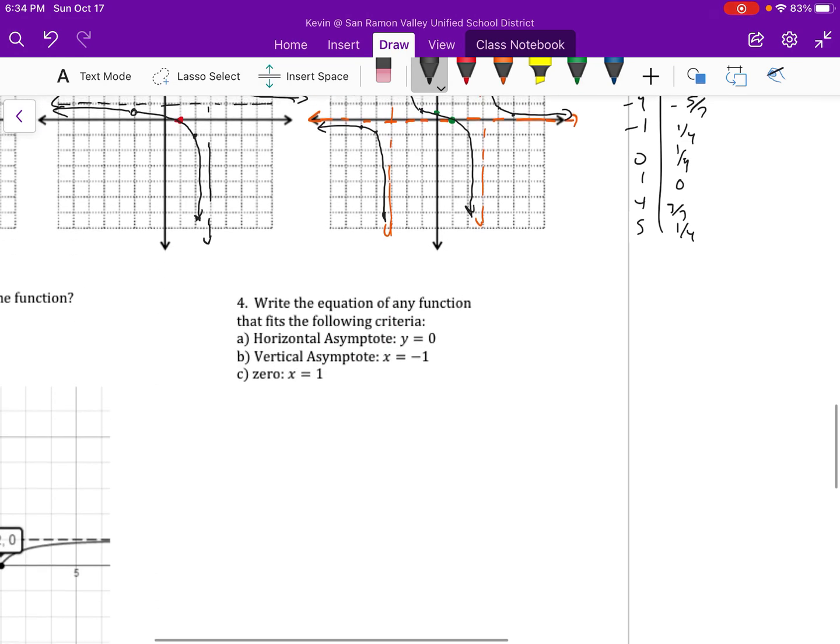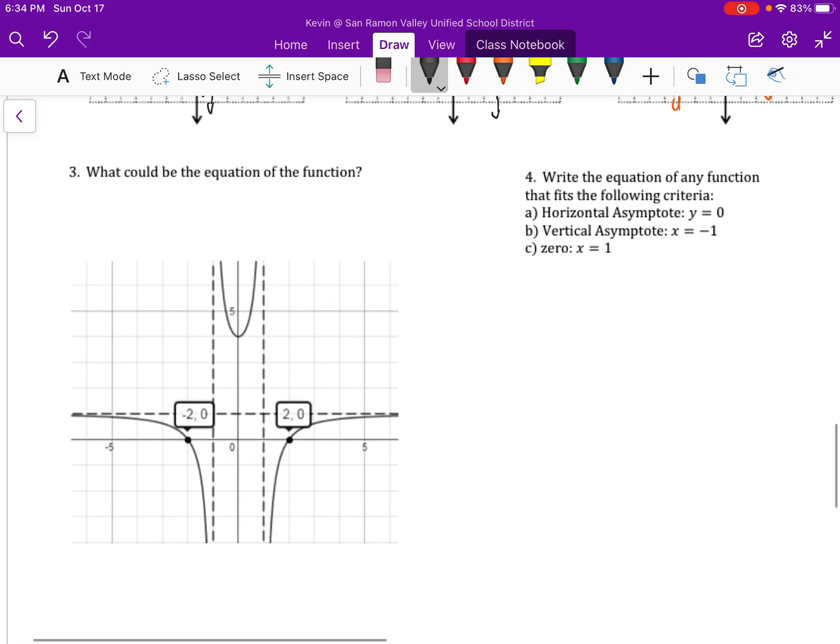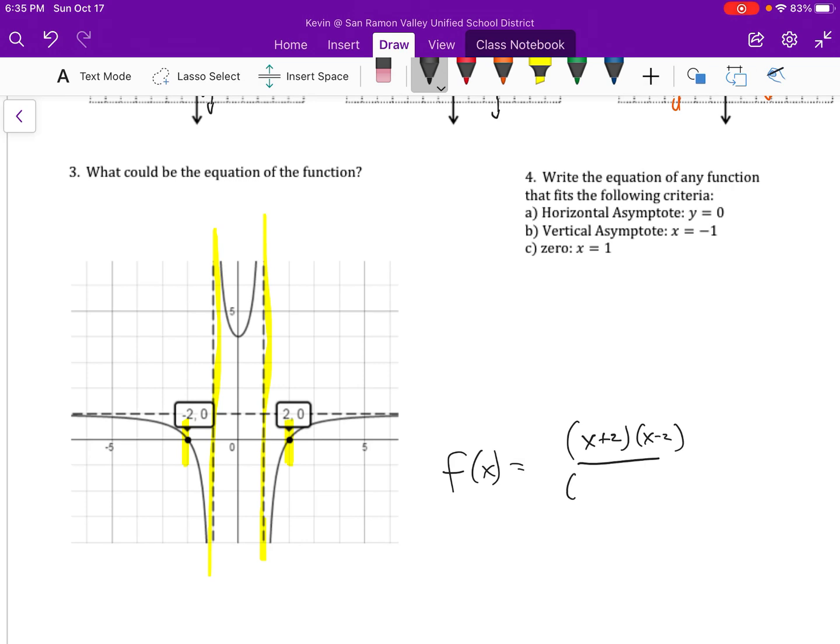All right, very quickly here, we're going to not worry about number 4 so much. We're going to look at number 3. What all do we have here? Well, we have zeros at 2 and negative 2. And the zeros we find from our numerator. So we can say x plus 2, x minus 2. All right, and then remember our vertical asymptotes come from our denominator. So those look to be at 1 and negative 1. So that's going to be x plus 1, x minus 1.